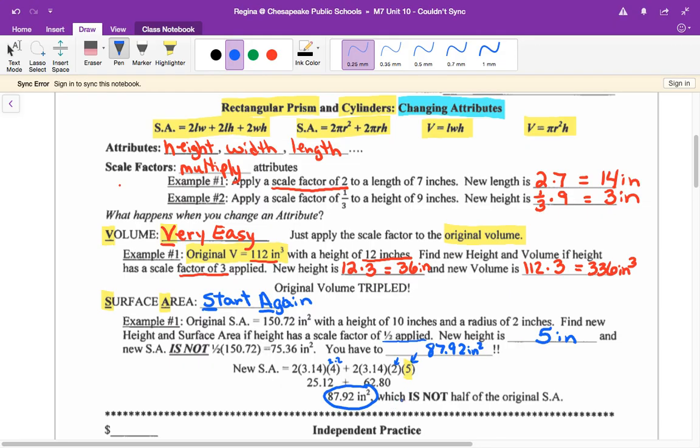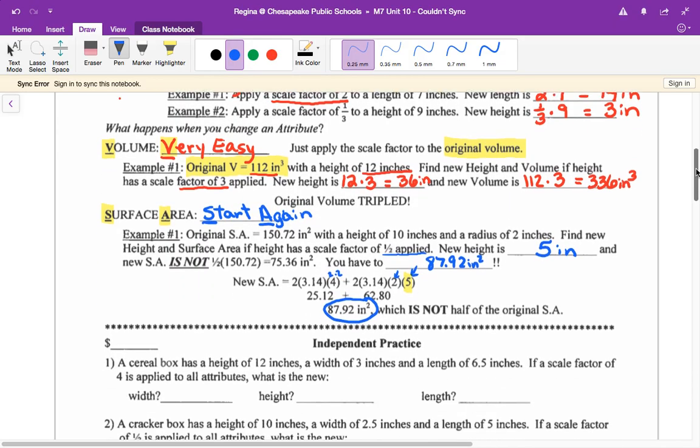All right, so that's the main thing to know. We had to start again. If you have volume, it's very easy. You can just cut it in half if it's a scale factor of 1/2. You can times it by 3 if the factor is 3. Surface area, unfortunately, you have to start all over. All right, let's take a look at your independent practice.